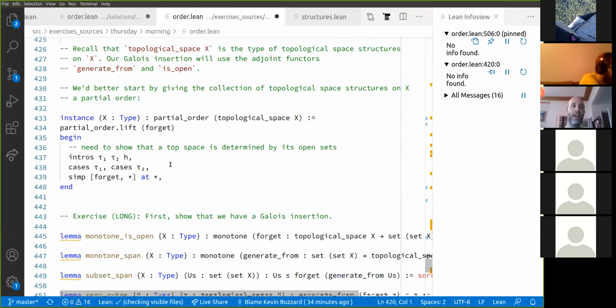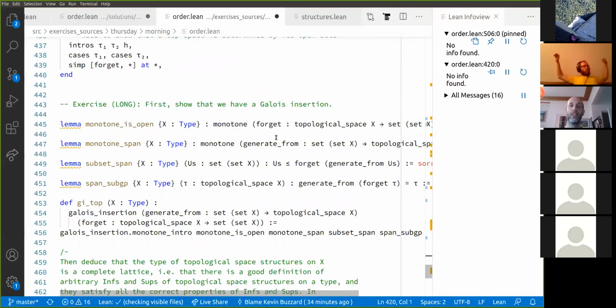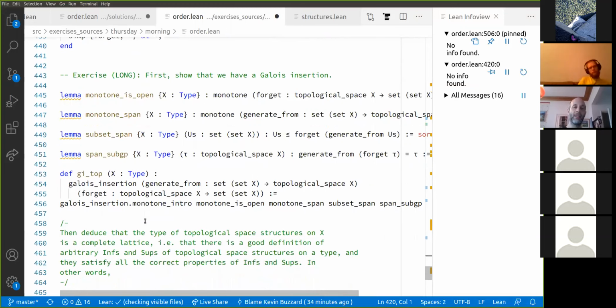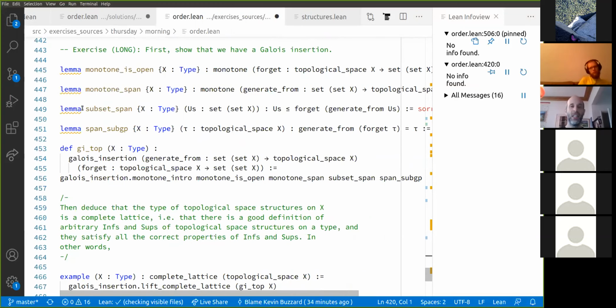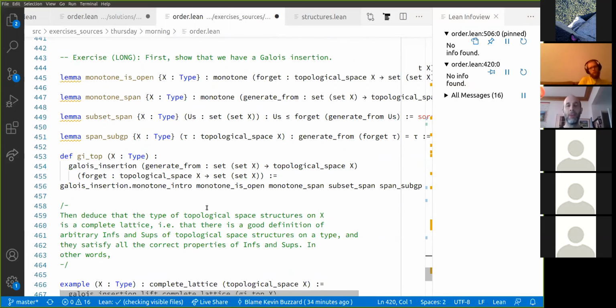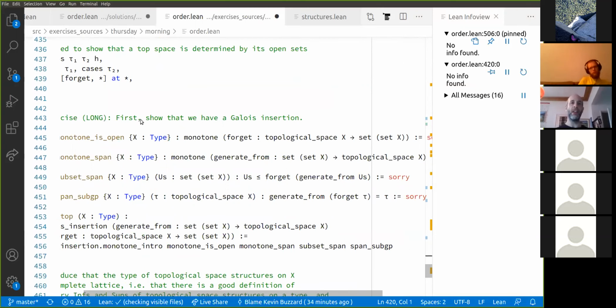And now here's a very long exercise. Why don't you prove that these two functors, generating a topological space from a collection of subsets, and, given a topological space structure, just forgetting it and thinking about it as open sets, are functors, prove that they're adjoint functors, and then check that we have a Galois insertion, and check that we get a complete lattice structure on topological spaces. So these exercises might be tricky, and I must confess I haven't actually done them, but hopefully they're not too difficult. And that's the end of that. Right, so go fill in the sorries, that's your job.